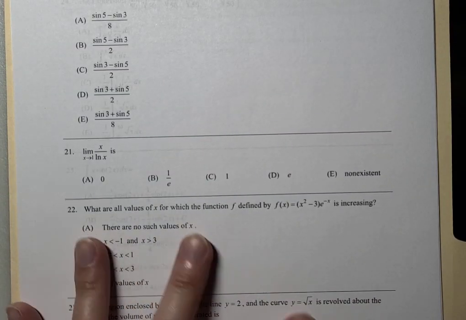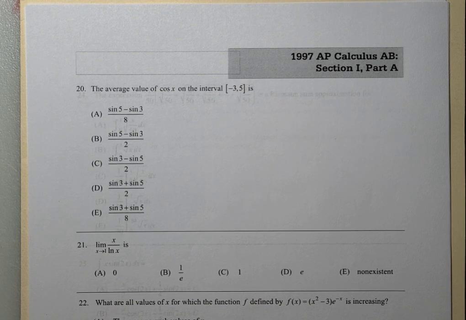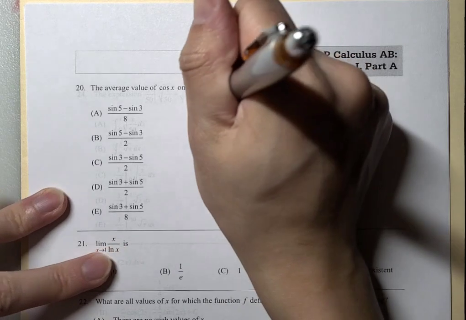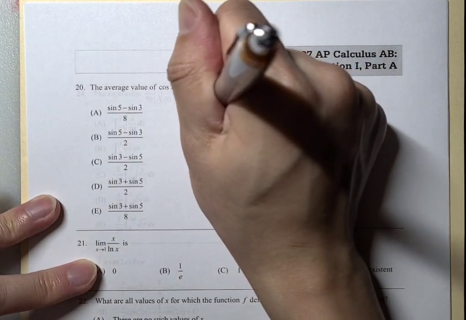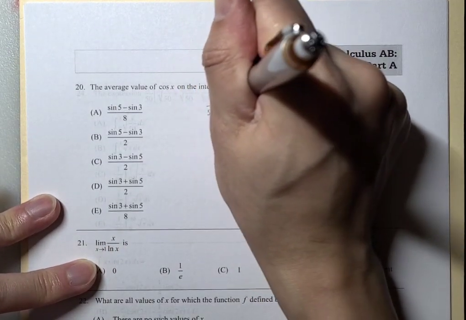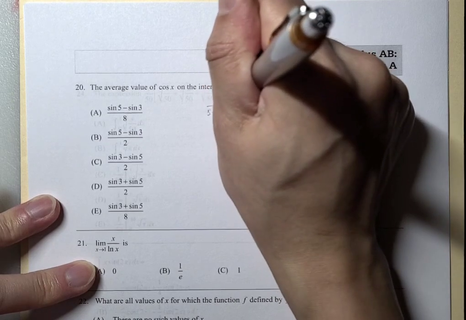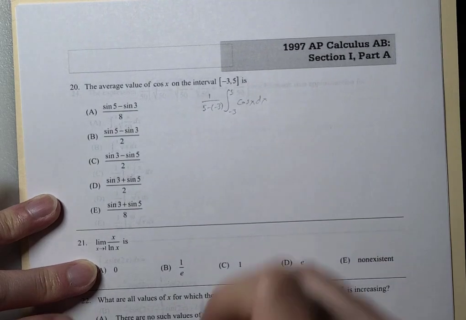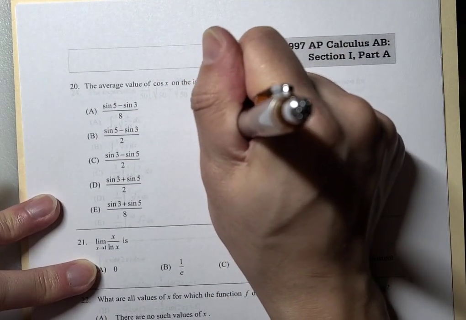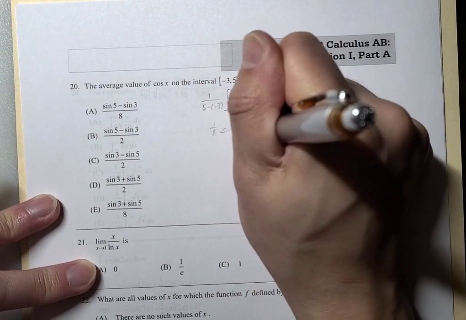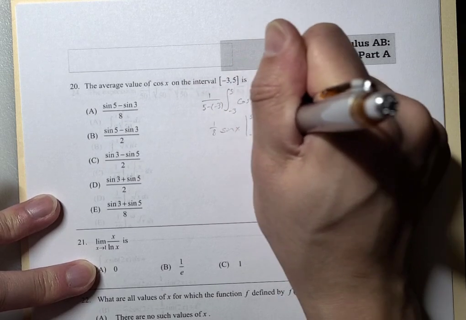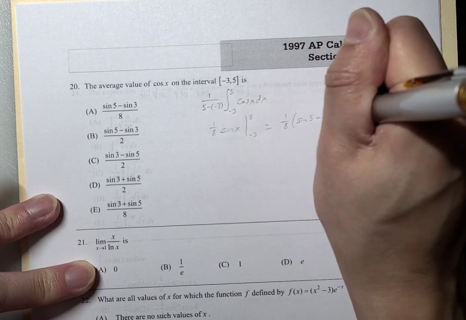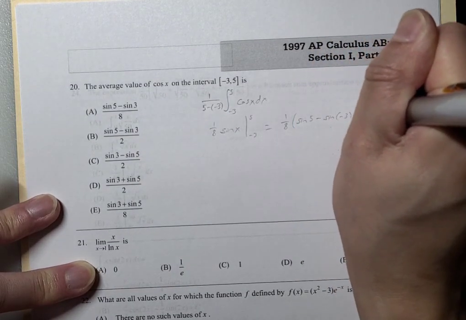We move on. Average value of cosine x on this interval is, this is easy. Average value, that's 1 over the length of the interval, so 1 over 5 minus -3 times the integral from -3 to 5 of the function cosine x dx, okay? So this is an eighth times sine x, evaluated from -3 to 5. So that's an eighth times sine of 5 minus sine of -3.